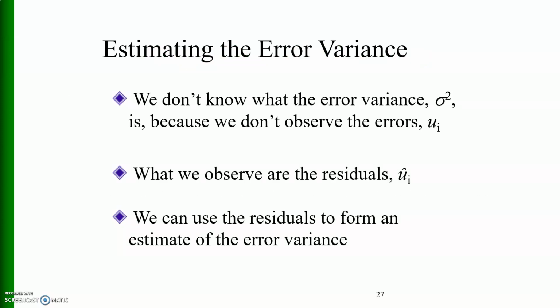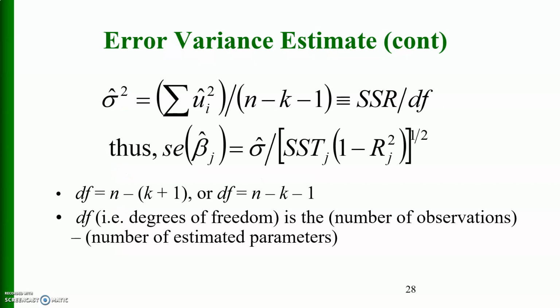Estimating the error variance. We do not know what error variance sigma square is because we don't observe the error term ui. What we observe are the residuals ui hat or ei, and we can use these residuals to form an estimate of the variance. This is error variance estimate sigma hat square, and that is equal to residual sum of square divided by degrees of freedom. Thus, standard error of beta j hat is equal to sigma hat divided by total sum of square into 1 minus Rj square, raised to the power 1 by 2, where df is the degrees of freedom.